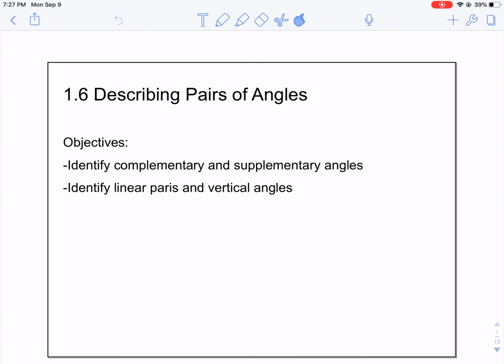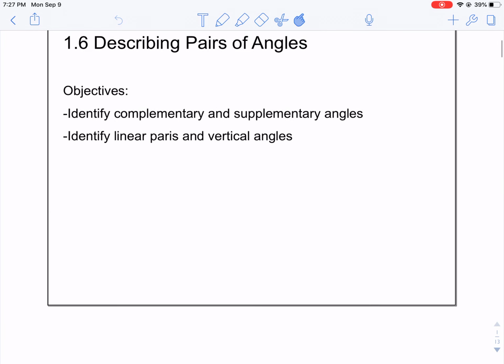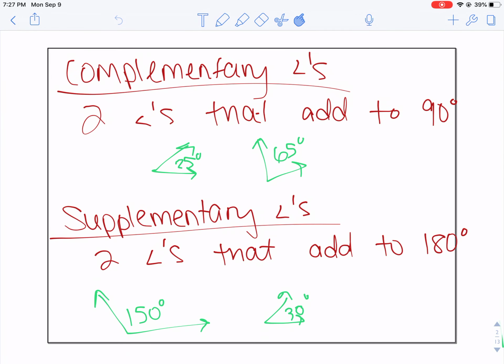All right, so this is our 1.6 lesson from today. We were talking about pairs of angles. The first type of angle we talked about was complementary angles, and those are two angles that add to 90. I gave you two separate angles that were 25 and 65. It could also look like a straight 90-degree angle that's being broken up into two angles too. Those would be two complementary angles.